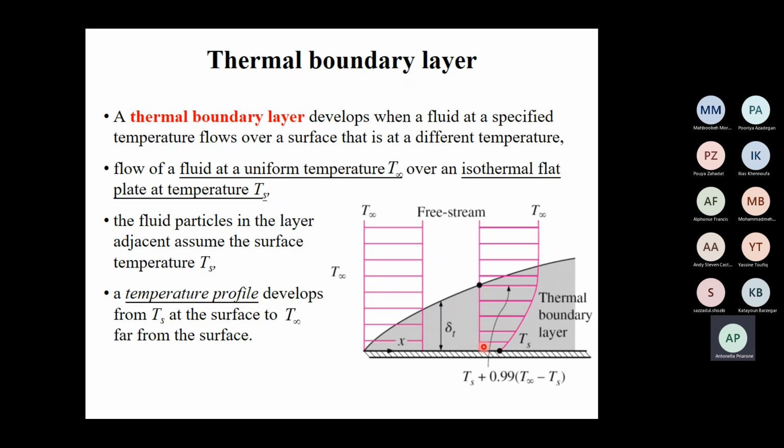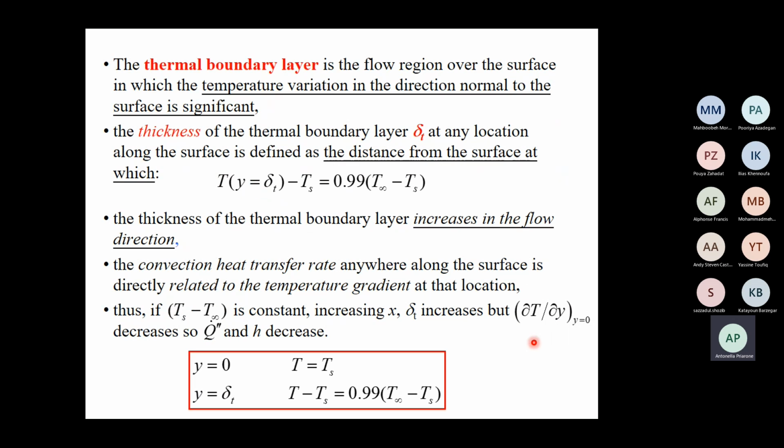As for the velocity boundary layer, I want to quantify this zone by introducing the thickness of a thermal boundary layer, delta T. How to quantify this delta T? I say that the thickness delta T of my thermal boundary layer is the distance from the surface for which the temperature at this point minus Ts, the temperature of the surface, is equal to 0.99 of the maximum delta T, that is T infinite minus Ts. And this one is the definition of the thickness of a thermal boundary layer.